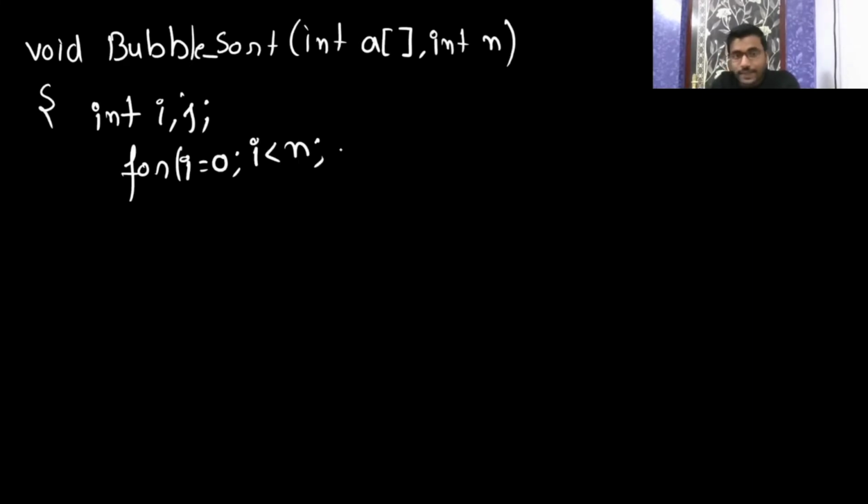You require one less, and i plus plus. Now you are going to do... See, this is not the modified, this is not the improved one. Now when j is equal to 0, j is smaller than n minus 1.